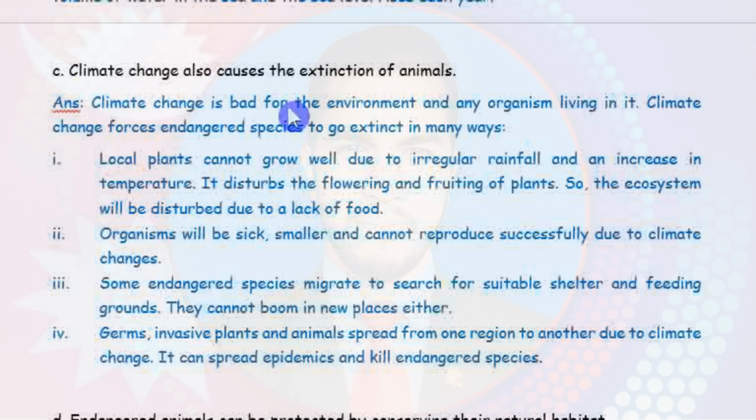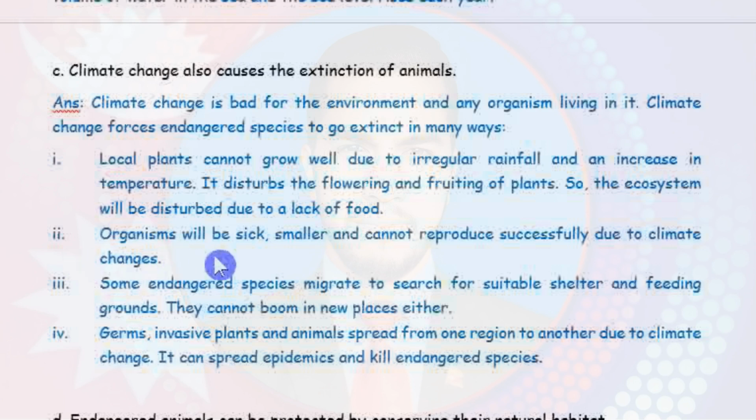Okay, climate change also causes the extinction of animals. Answer: climate change is bad for the environment and any organism living in it. Climate change forces endangered species to go extinct in many ways. Number first, local plants cannot grow well due to irregular rainfall and an increase in temperature. It disturbs the flowering and fruiting of plants. So the ecosystem will be disturbed due to the lack of food.